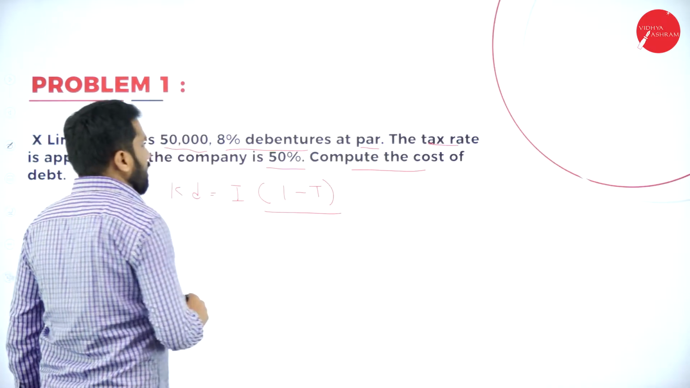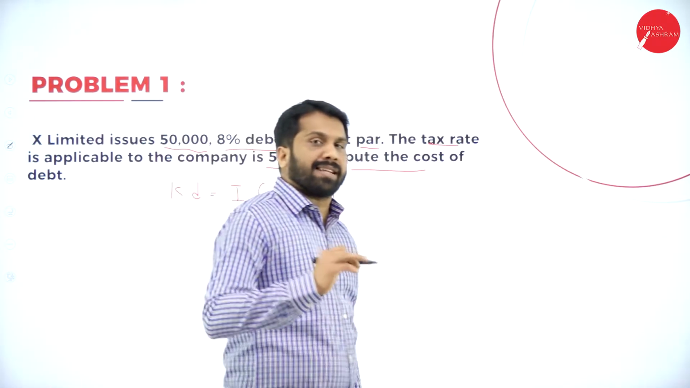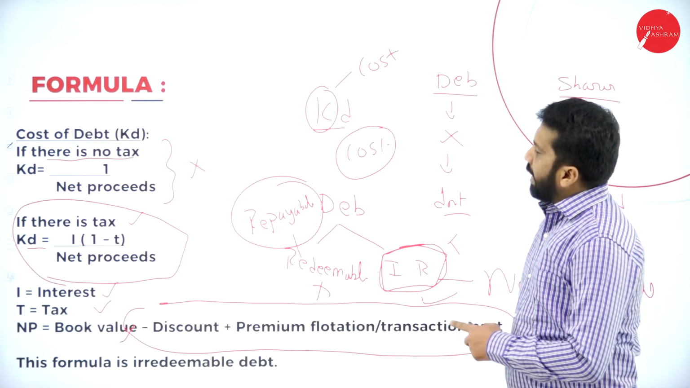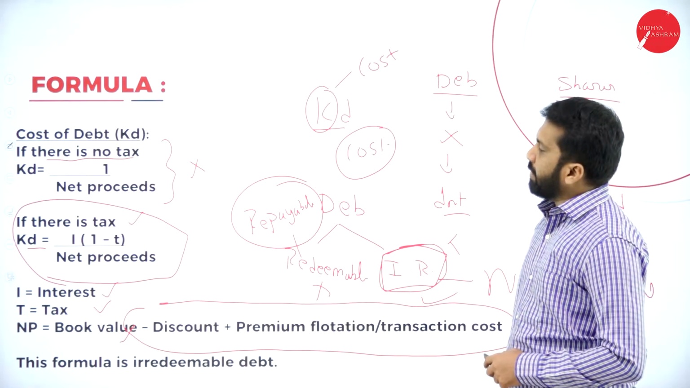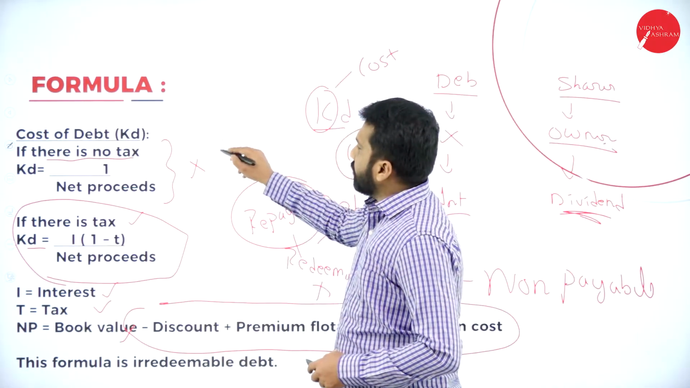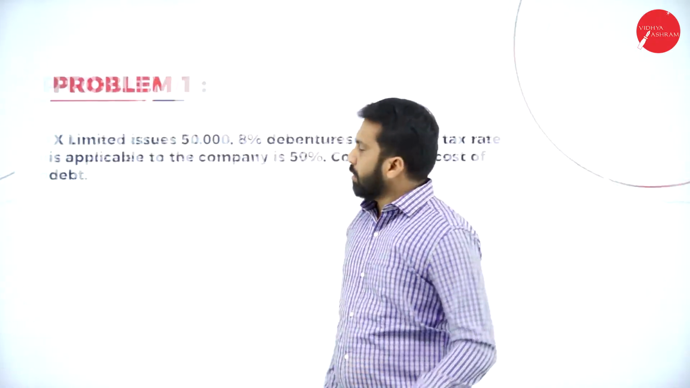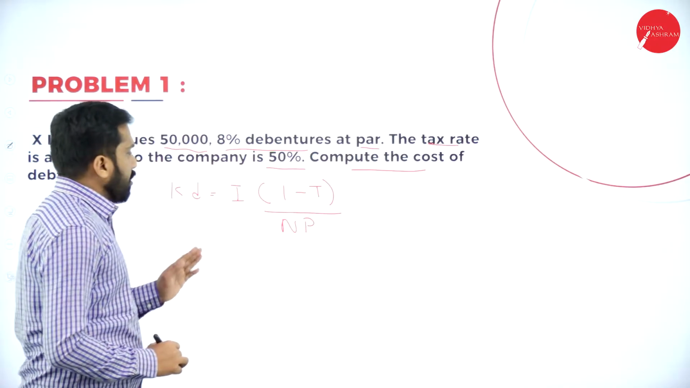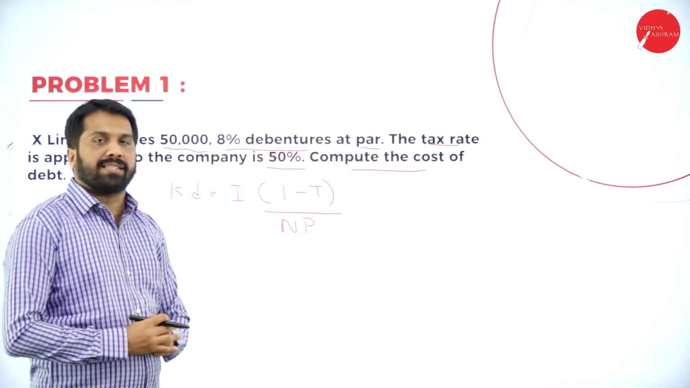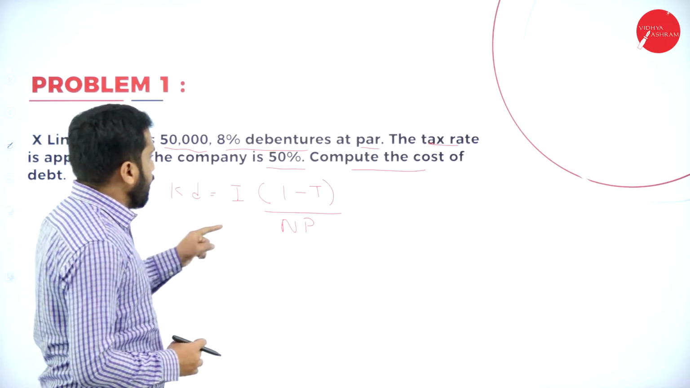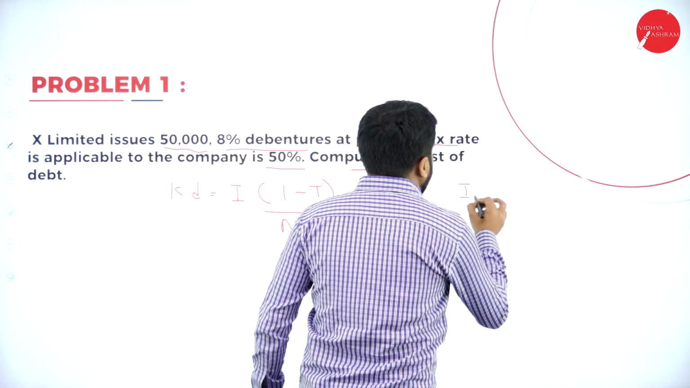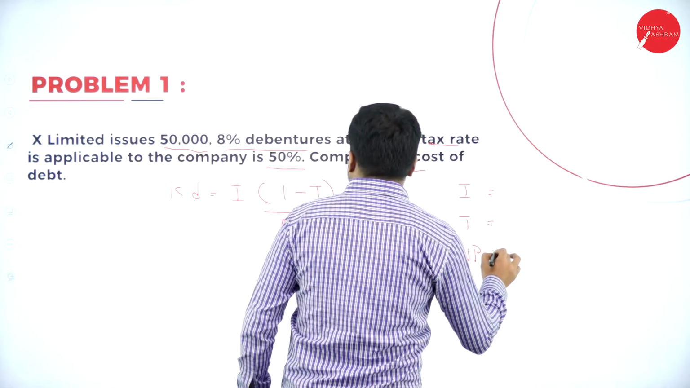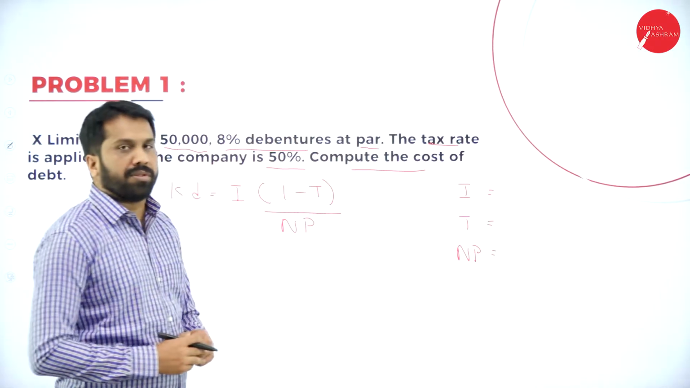Divided by what? 1 minus tax is over. Now see your formula: I in the bracket 1 minus T divided by net proceeds. They have given it completely, you can just write NP also. Divided by NP. So you know the formula. Before you go to the answer, what is the procedure? Remember, you are supposed to write what is I, what is T, what is NP. These things you are supposed to learn.